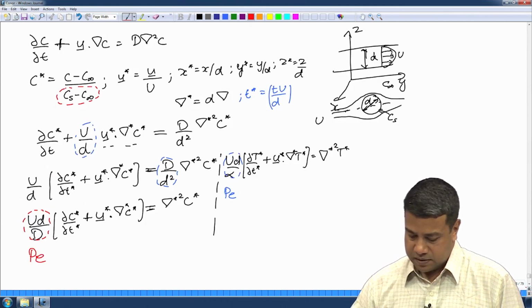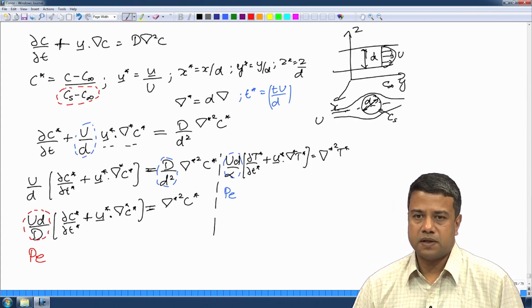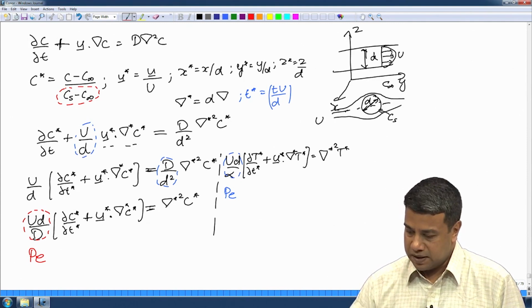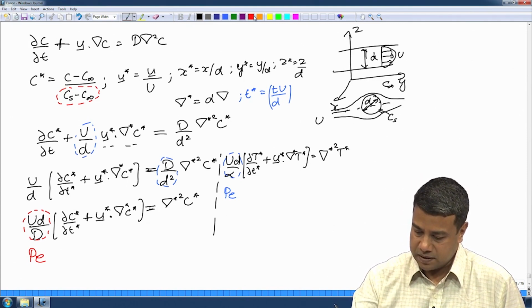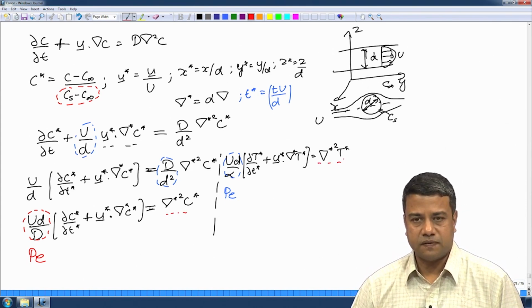In all of these equations one can consider two limits. One is where the Peclet number is very small. When it is very small, diffusion is dominant, and basically you are solving an equation which states that the Laplacian of the concentration or the temperature field is equal to 0.